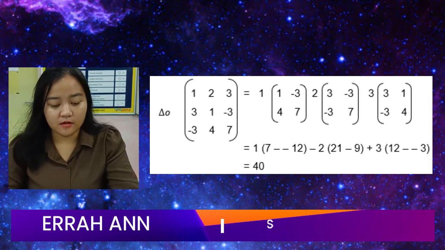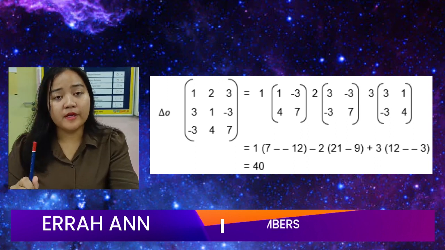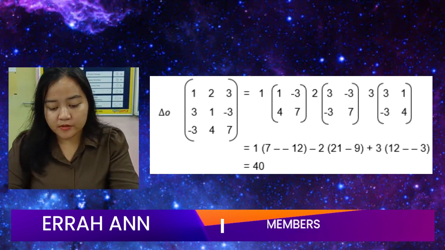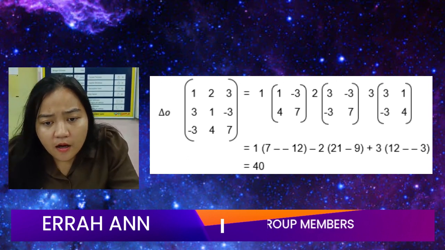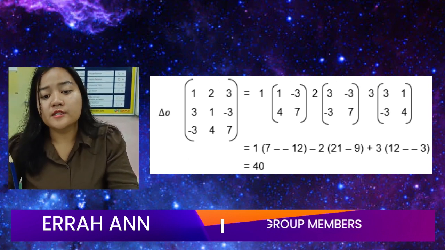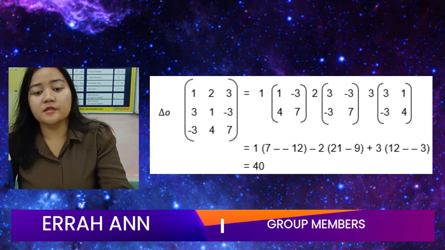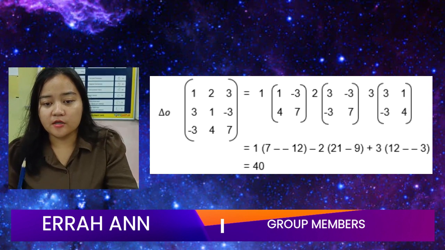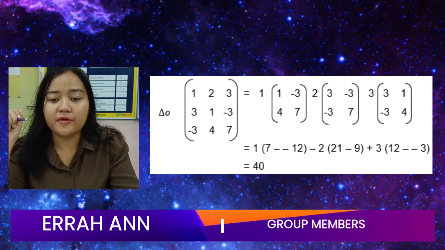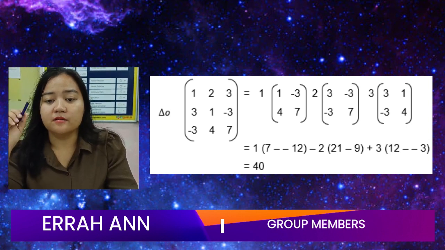So, this is the step for making the determinant. Put the numbers in the bracket. For the first row 1, 2, 3. The second row is 3, 1, negative 3, and the third row negative 3, 4, and 7. Then the determinant of the first minor is 1 in the brackets, 1, negative 3, 4, and 7.